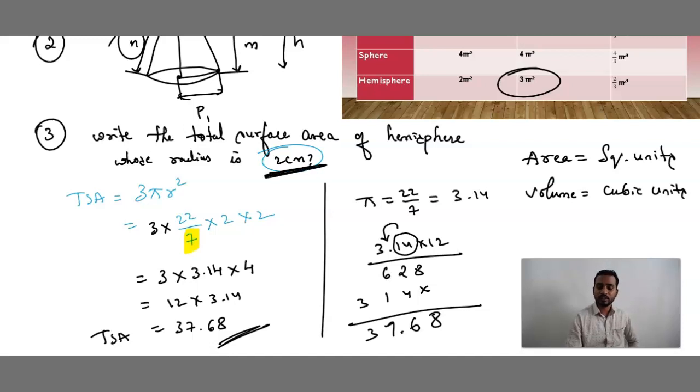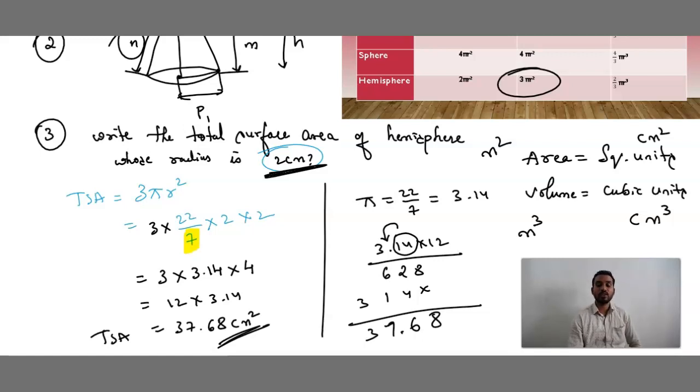can you see here? Radius is given in centimeter. So area we can write as centimeter square. If it is volume, we should write it as centimeter cube. If it is meter, meter square. Volume, meter cube. So according to this problem, we should write centimeter square. So the final answer is 37.68 centimeter square is the correct answer.